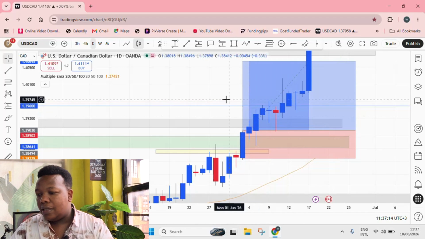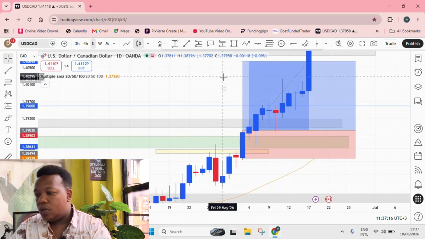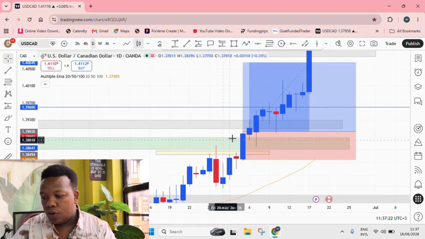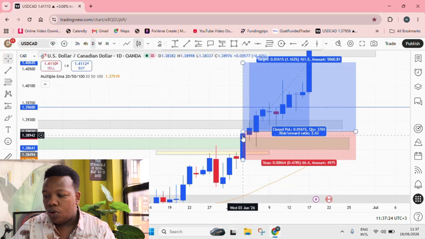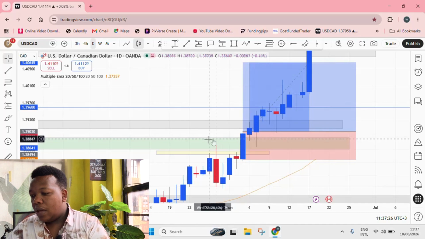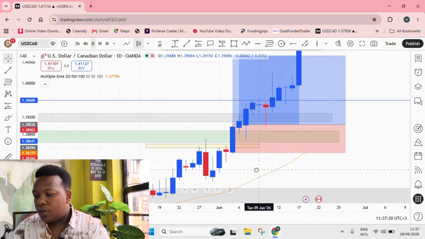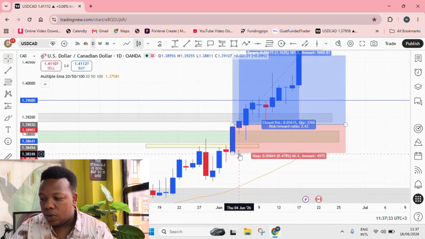So for this case, the trend was an uptrend. So I was looking for the daily candlestick to break above this zone, and of course to close with the body. So this was my resistance zone over here, you can see, and of course I had to place my stop loss below that zone right here.